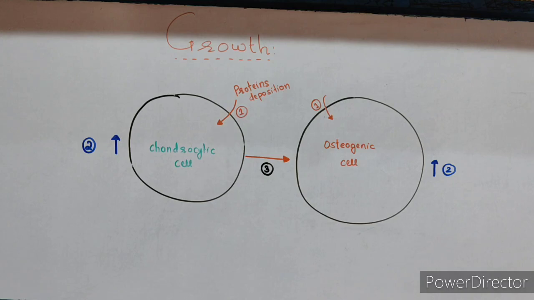The 3 effects of growth hormone are: first, in both cells, chondrocytic cell and osteogenic cells, growth hormone causes increased protein deposition by the mechanisms which we have previously discussed. Second effect is growth hormone increases the rate of production of both cells, chondrocytic cell and osteogenic cell. Third effect is growth hormone can transform chondrocytic cell into osteogenic cells.